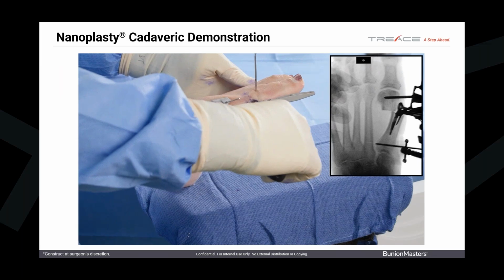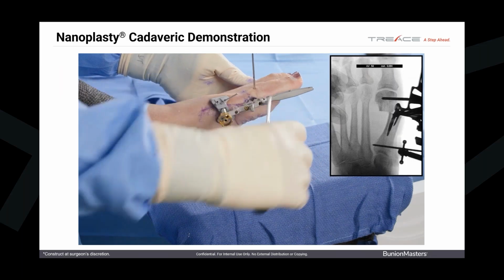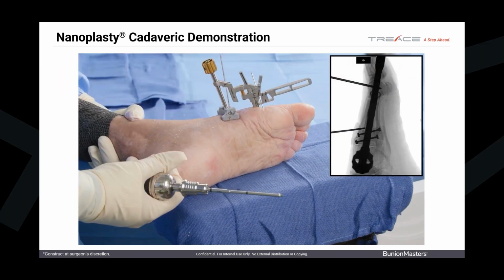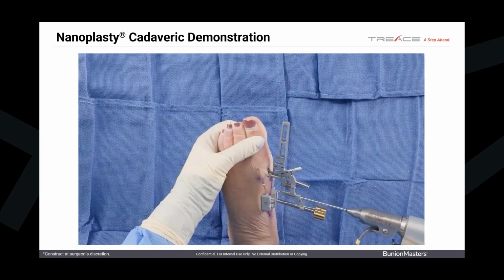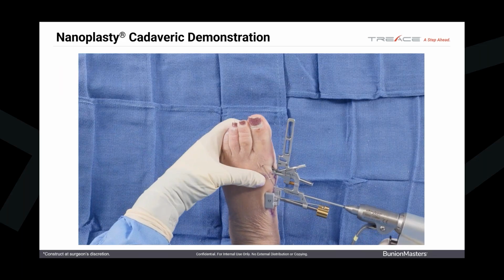Don't over tighten, just 2-finger tightness to get it in position. If you want, do it under fluoroscopy. This is where we check an AP and lateral again. You see those 2 screws in the metatarsal head, how they're visible, what we call the Mickey Mouse ears.